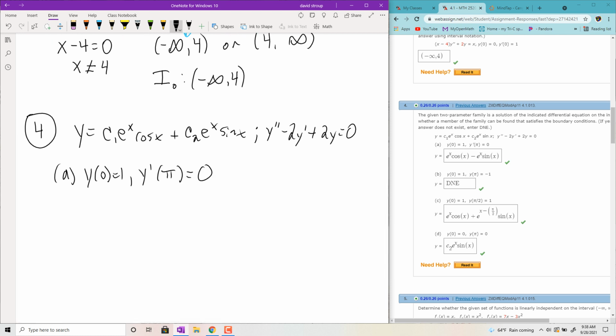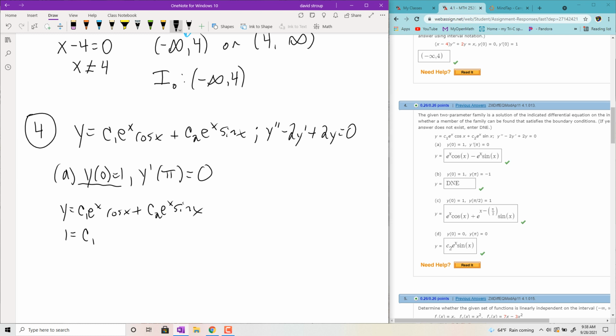Right, so to solve this, you just take the original equation, plug in y of 0 equals 1, and then find its derivative and plug in pi, 0. Okay, so the original function y equals c1 e to the x cosine x plus c2 e to the x sine x. Plugging in this first initial condition, we get 1 equals c1 e to the 0, which is 1, cosine of 0 is 1, so just c1.